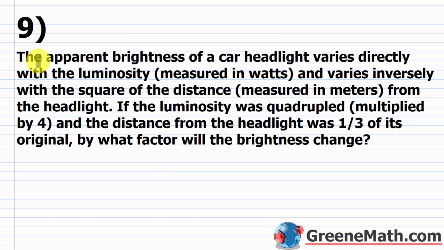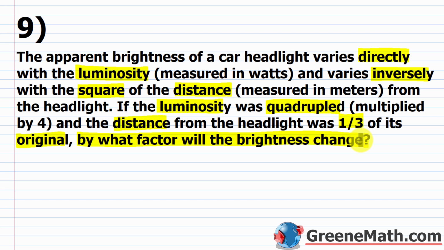All right, for problem 9, we have the apparent brightness of a car headlight varies directly with the luminosity, so that's measured in watts, and varies inversely with the square of the distance, so that's measured in meters, from the headlight. If the luminosity was quadrupled, so that means multiplied by 4, and the distance from the headlight was 1/3 of its original, by what factor will the brightness change?